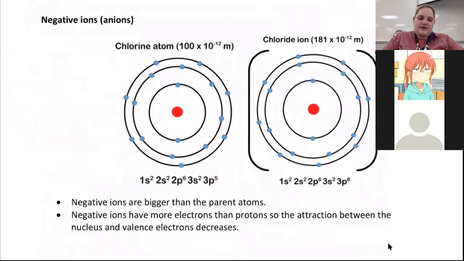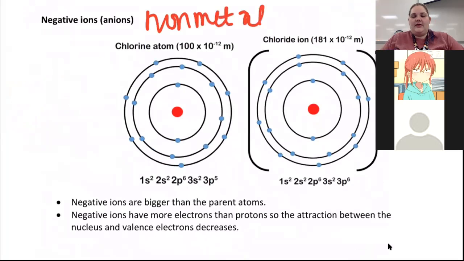So negative ions are anions. These are going to be our nonmetals, because nonmetals don't lose electrons, they gain electrons. So when nonmetals gain electrons to become a negative ion, or an anion, they actually are going to get bigger. So negative ions are bigger than their parent atoms. And the reason for this, again, goes back to that attraction, that nuclear charge. Because if I compare these two, they have given me a chlorine atom and a chloride ion.